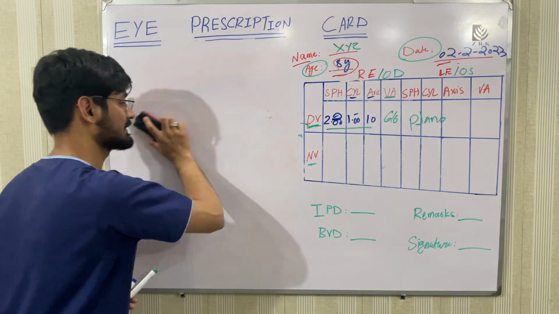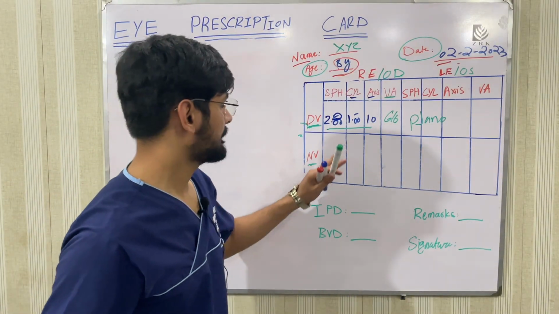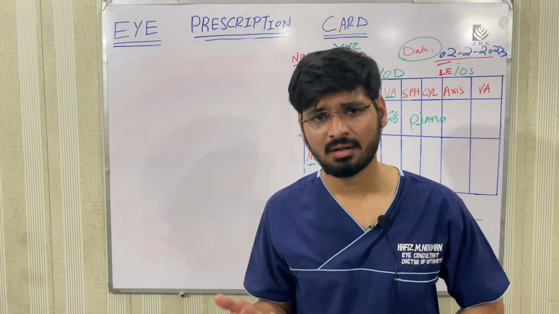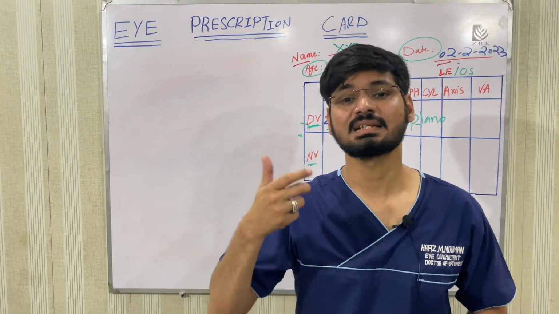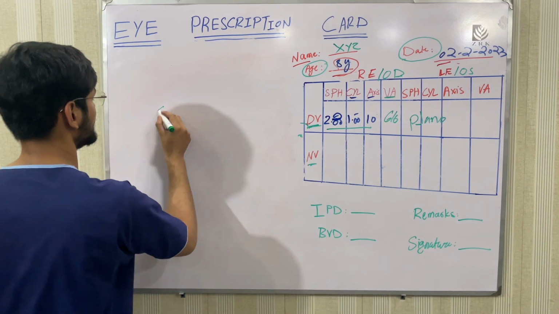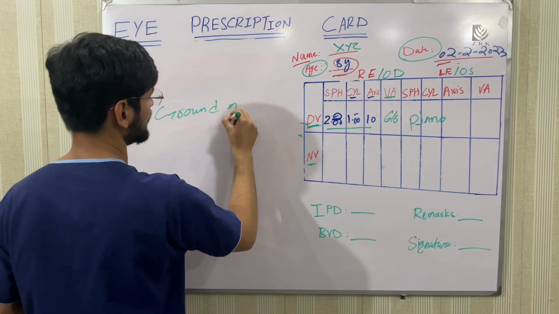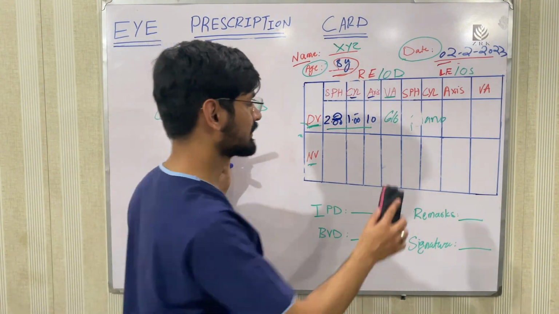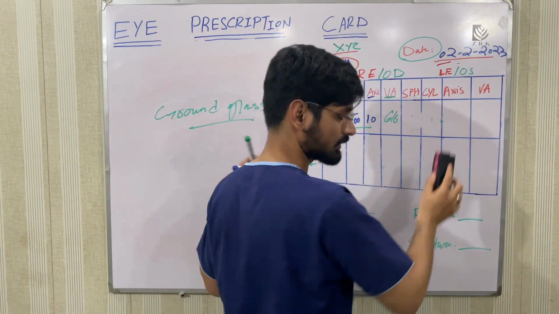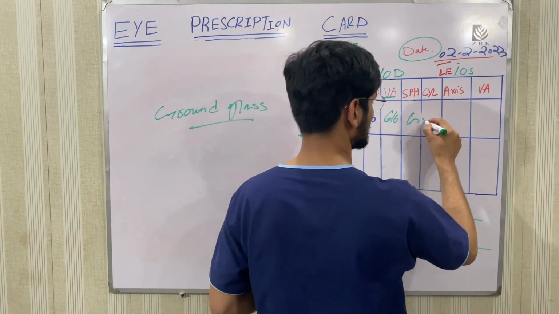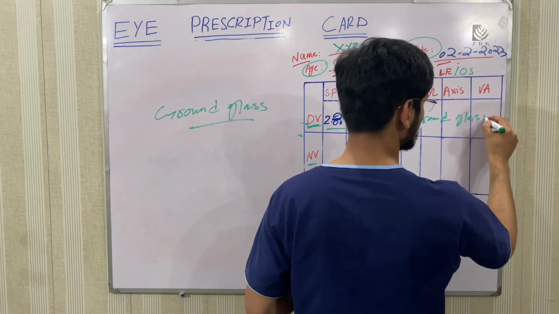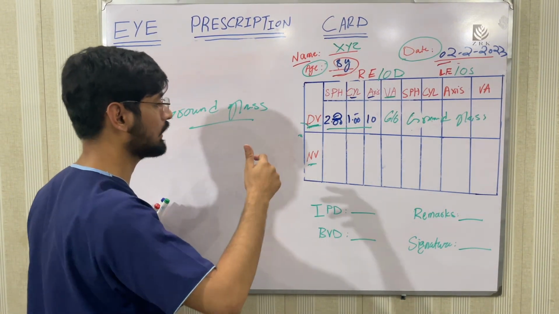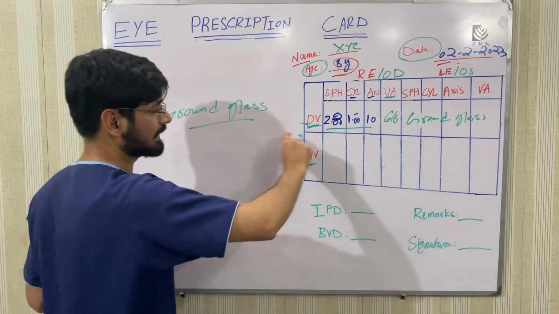Case number 2 is that if my patient is amblyopic and I want to give a patching therapy, partial patching therapy with a ground glass. So how can we write it? This is too simple. We can write ground glass here. So if my patient is amblyopic and I want to give a patching therapy, I can write the card like this.